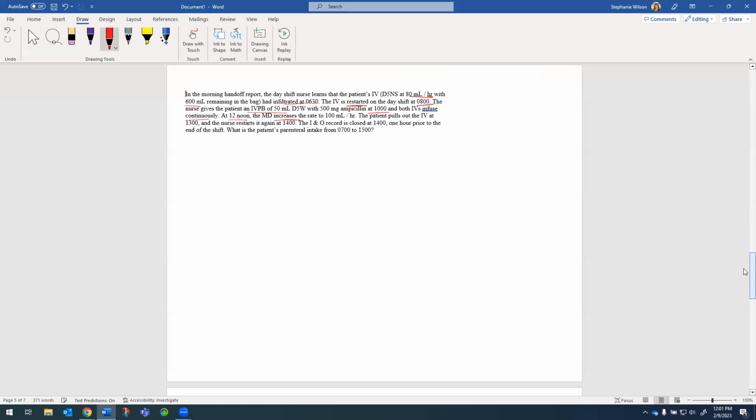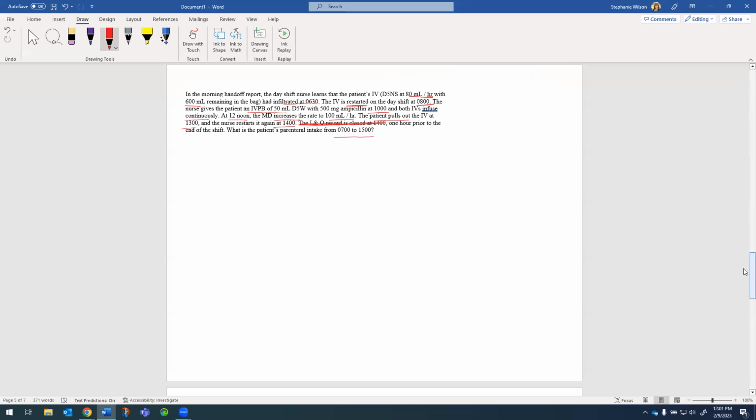The MD increases the rate to 100 milliliters per hour. The patient pulls out the IV at 1300 and the nurse restarts it at 1400. We're going to discard this sentence right here. It's too sciencey. We're not going to get into that. We're just going to calculate what happened between the shift of 0700 and 1500.